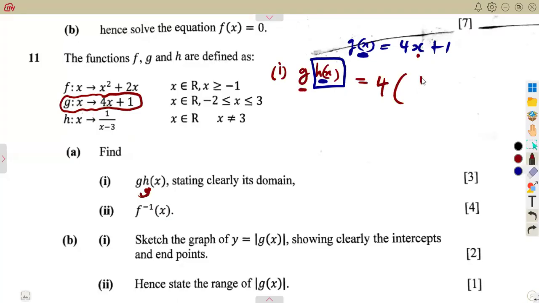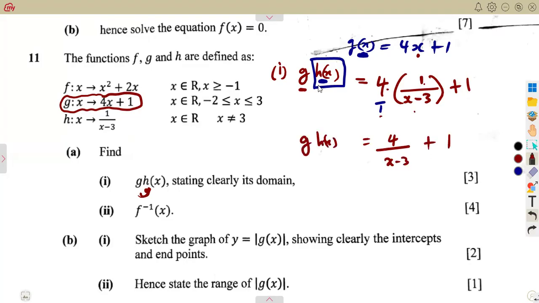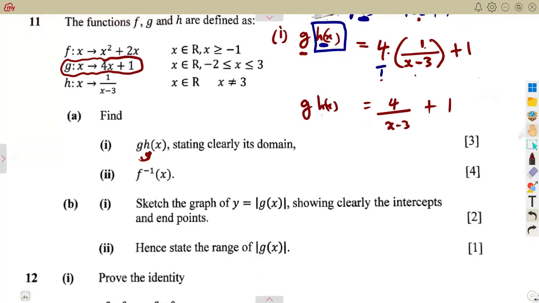So the function of h of x is what? It's 1 over x minus 3. You substitute that, plus a 1. So that's it. This is same as over 1. So you can just cross multiply there. The numerator 4 times 1, that is going to be 4 over 1 times x minus 3. That's x minus 3, plus a 1. So this is our g of h of x that you're given. You can simplify this. It's up to you. Have it as a single fraction.